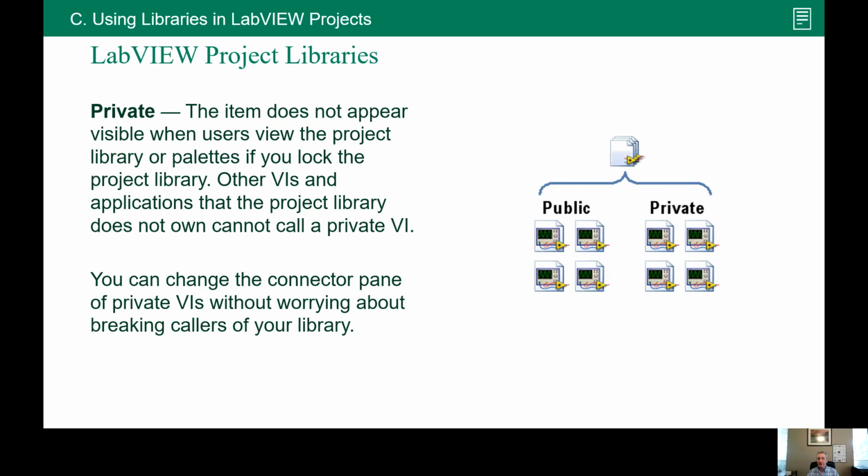So this is why you want to spend the time deciding which VIs are public and private. Because if you've got a public VI in your library, you need to assume that anybody can and probably will call that VI at some point, and you don't want to break their code at a later time by changing that VI.